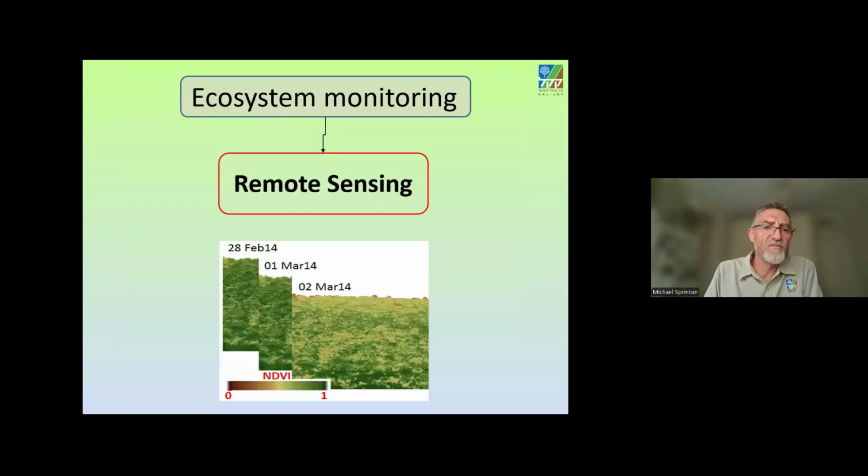Now, from inventory, we'll move to ecosystem monitoring and forest health assessment. In my opinion, this is the real power of remote sensing, its ability to capture the same scene repeatedly, day after day, year after year, or even on a daily scale. And this information can definitely be used in monitoring forest health or other phenomena for a long period of time.